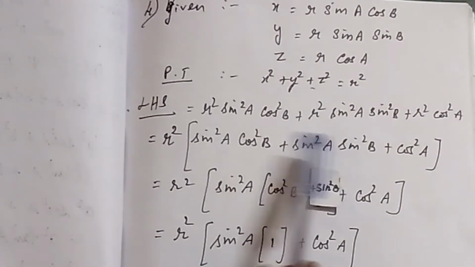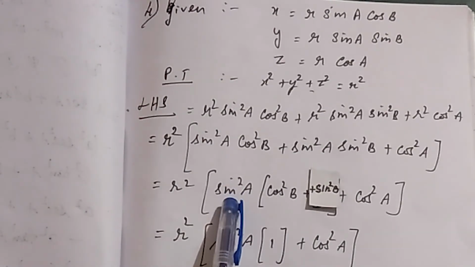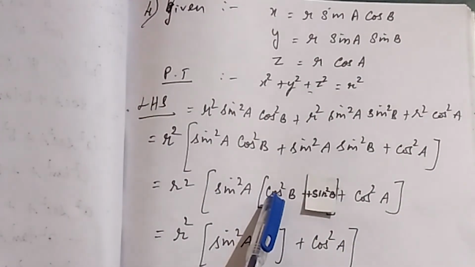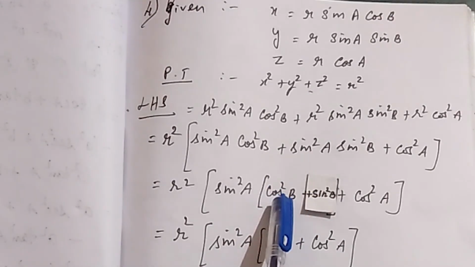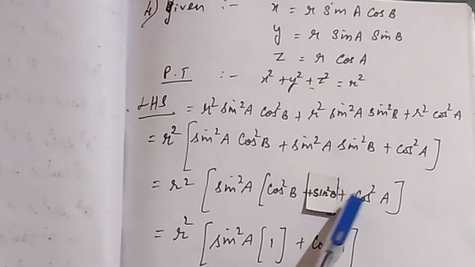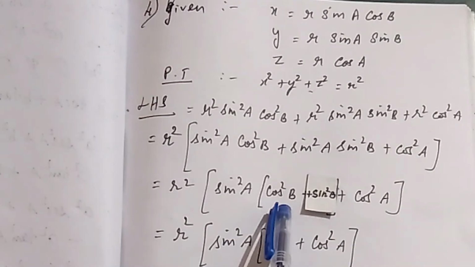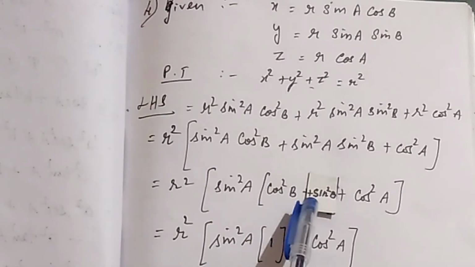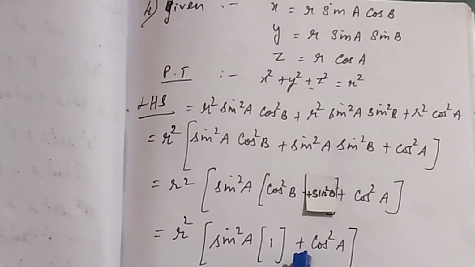Okay. Now in these two you see sin squared a is common. Take it out. And now in the bracket you will write cos squared b plus sin squared b, plus cos squared a. Okay. Now see, cos squared b plus sin squared b is equal to 1. Then write sin squared a into 1 plus cos squared a.